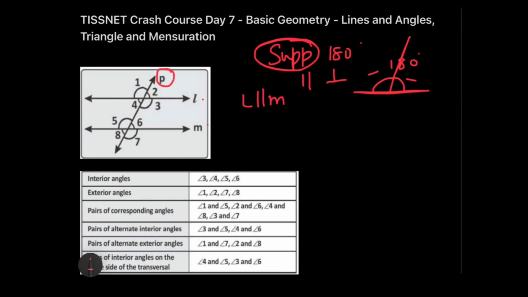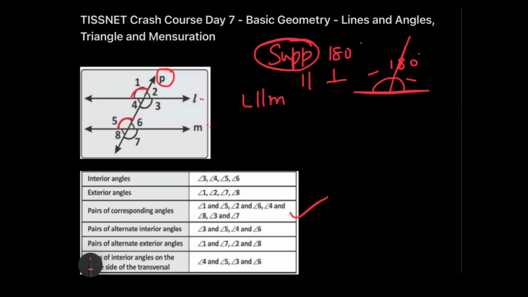Corresponding angles: suppose this is line number 1, L, and this is line number 2, M. The angle at the top left of L is 1, and the top left of M is 5. So basically 1 and 5 are corresponding to each other at the same position on the two different lines. Similarly 2 and 6 are corresponding, 4 and 8 are corresponding, and 3 and 7 are corresponding.